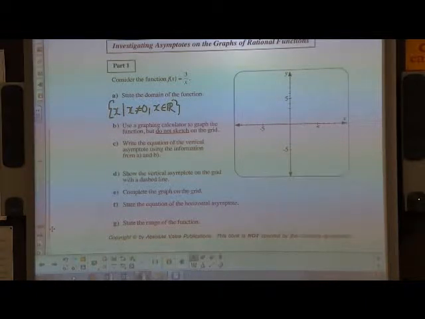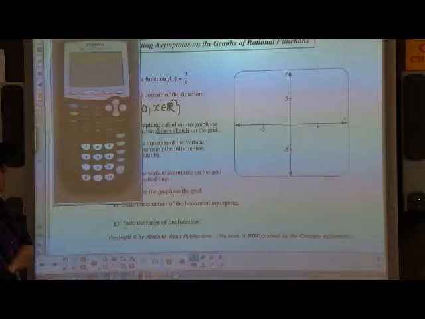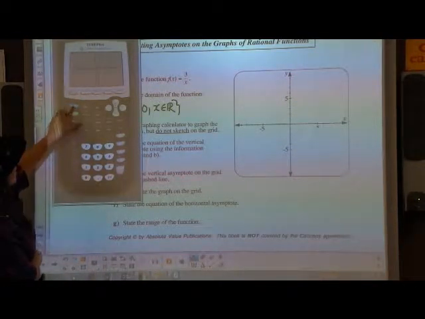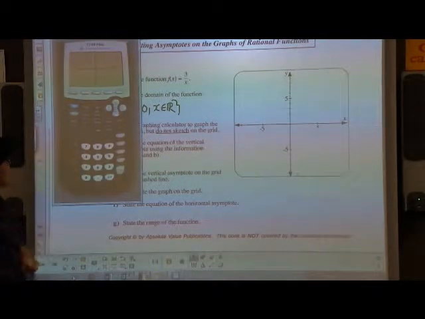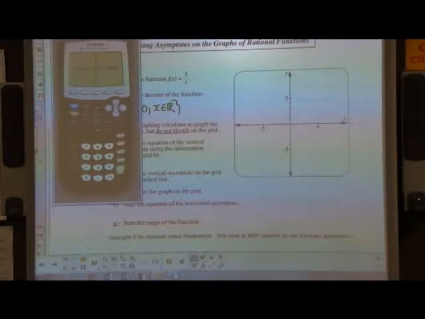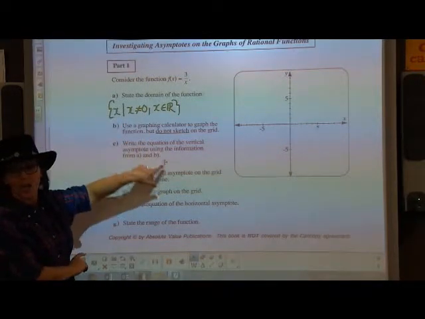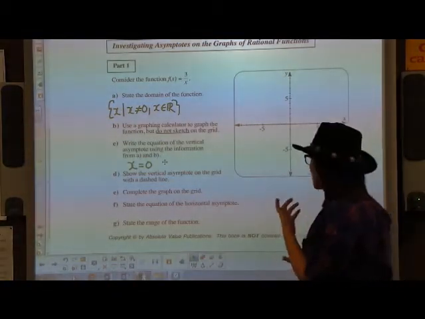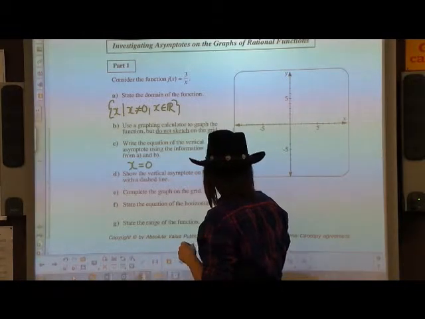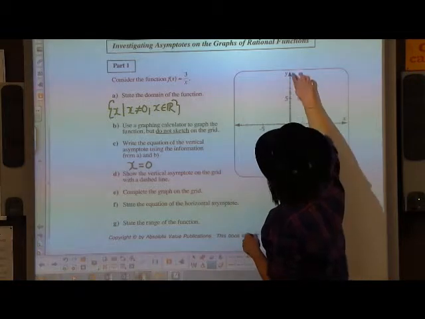So it says use a graphing calculator to graph the function, but don't sketch the function. So this almost looks like it's a standard grid. So y equals 3 divided by x, and I could go zoom 6 to get that standard grid setting, and there's my graph. What is the equation of the vertical asymptote? Where do you think that vertical asymptote occurs? When x is equal to 0. Non-permissible value becomes the asymptote. So it says, show the vertical asymptote on the grid by drawing a dashed line. So there's my vertical asymptote.